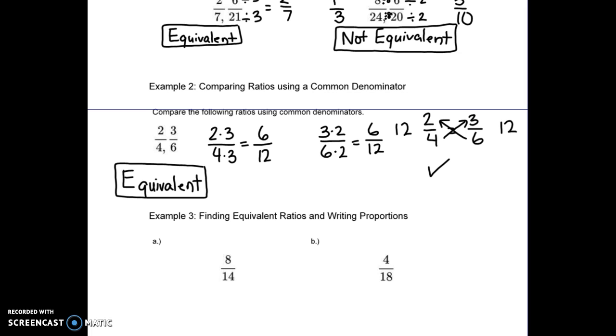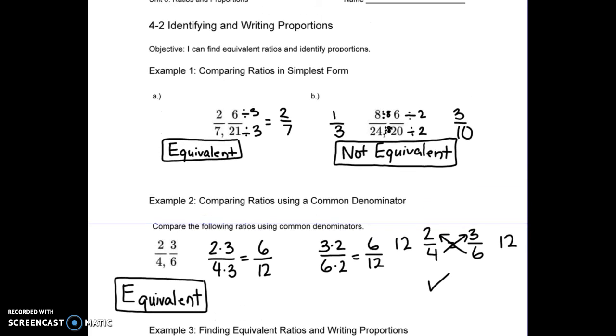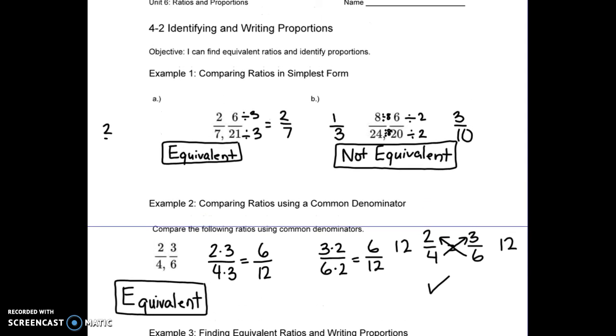So let's go ahead and look at example 1 and do that butterfly. So 2 over 7 and 6 over 21. 2 times 21 is 42. 7 times 6 is 42. So they were equivalent.